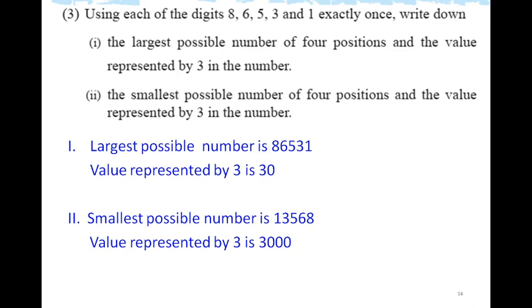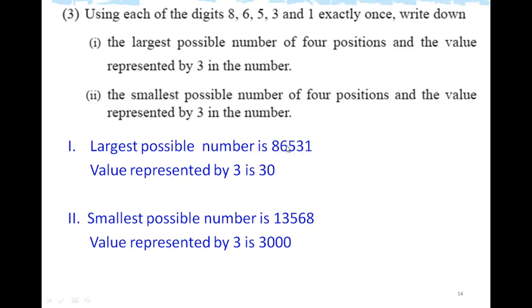Let's look at this one. Using each of the digits 8, 6, 5, 3 and 1, exactly once, write down the largest possible number of 4 positions and the value represented by 3 in the number. So we have to write the largest possible. The largest digit should come first, and then the next largest should come next. Similarly, we write the smallest digit at the end.